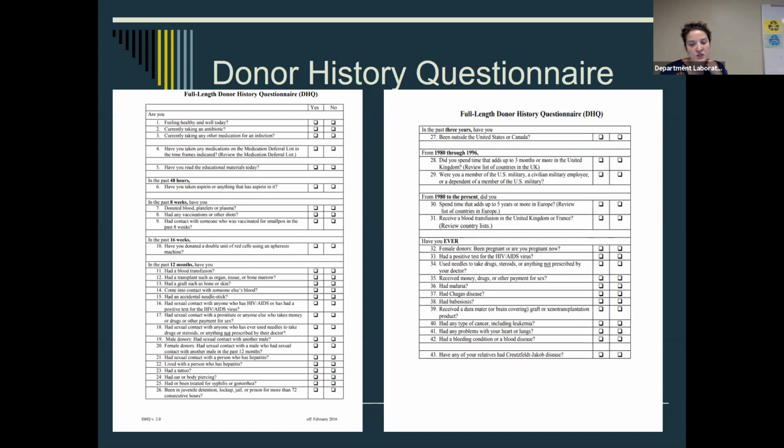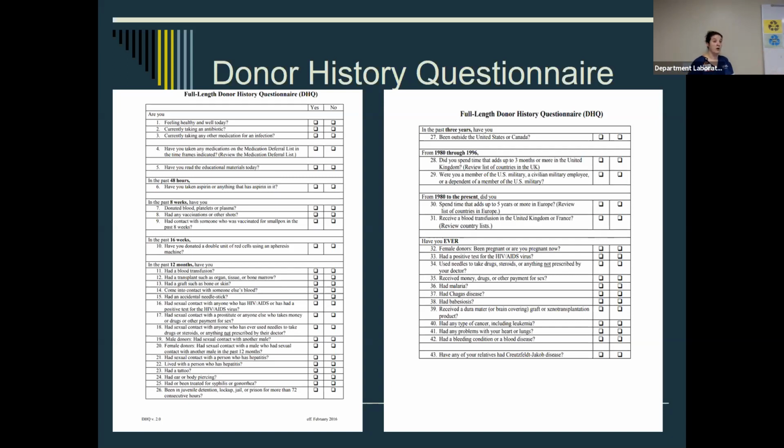Been in juvenile detention, lockup, jail, or prison for more than 72 consecutive hours. That's a 1-year deferral as well. In the past 3 years, have you been outside of the United States or Canada? This is to prevent transmission of bloodborne pathogens such as Chagas disease, babesiosis, trypanosoma. All right, those are all the ones that we're concerned about that can be transmitted.